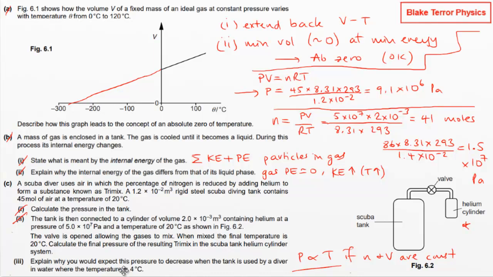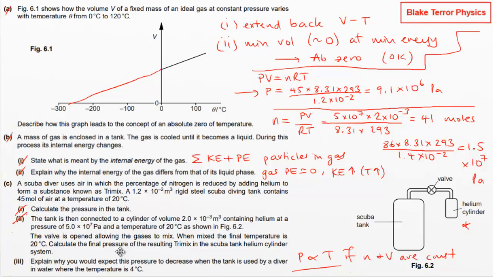Another way of putting it, the temperature is related to the average kinetic energy of the particles in the gas. So if you decrease the temperature, you're decreasing the average kinetic energy, which means you're going to decrease the pressure because they're colliding with the inside of the tank. So they're colliding with the surface of the interior of the tank at a lower velocity.